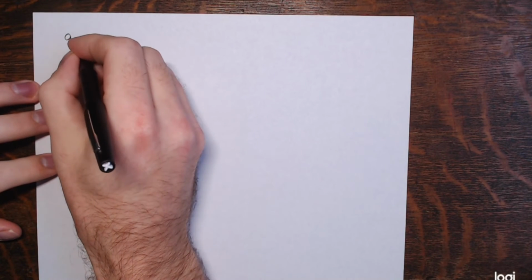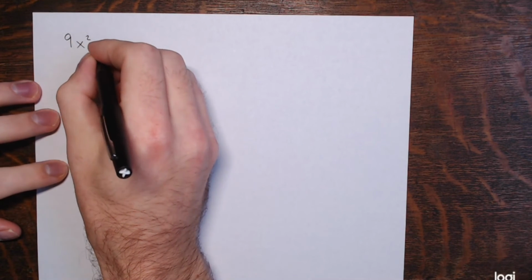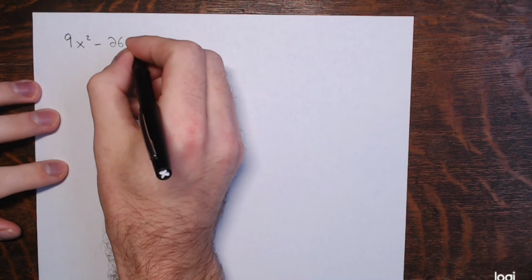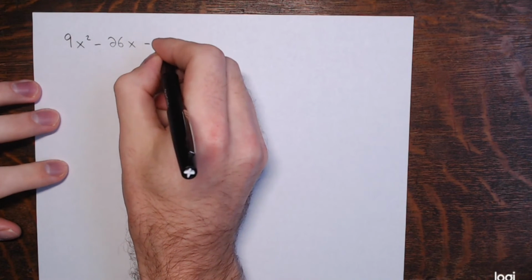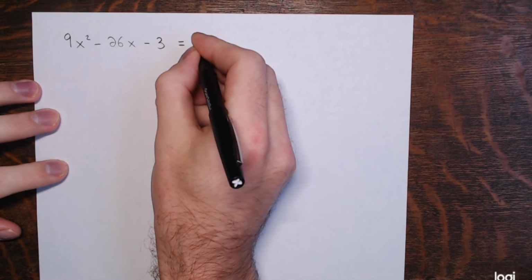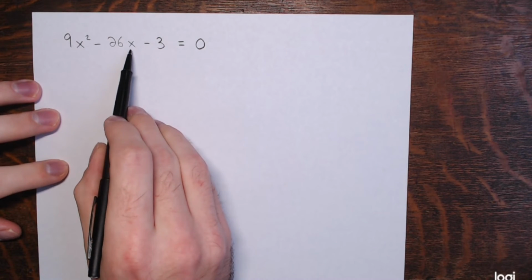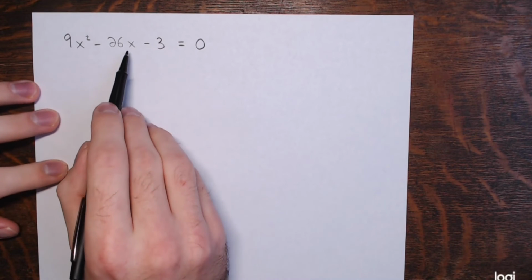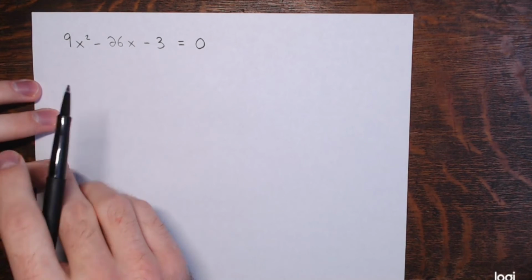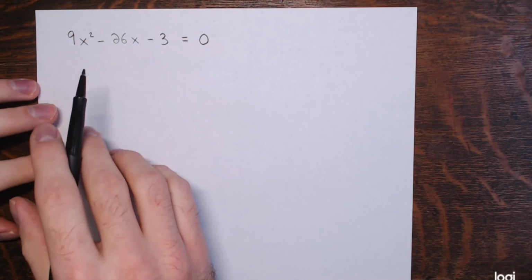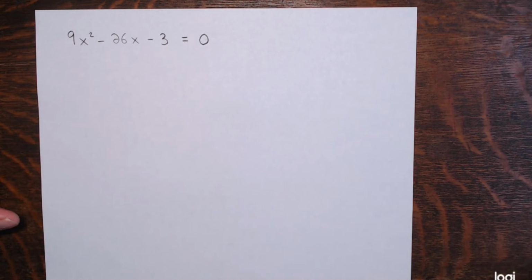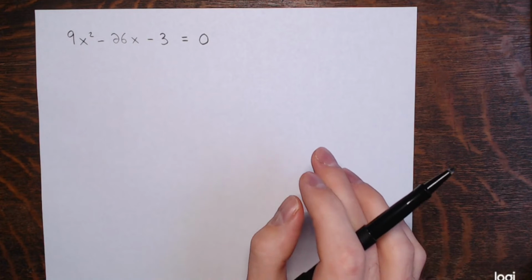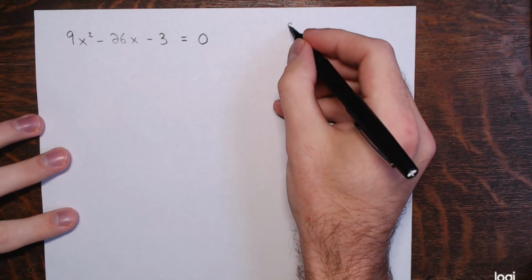So this first example, first question here, we have, solve 9x squared minus 26 times x minus 3. When is this equal to 0? We're trying to figure out what value or values you can replace x with to make this true, where we get 0 equals 0.